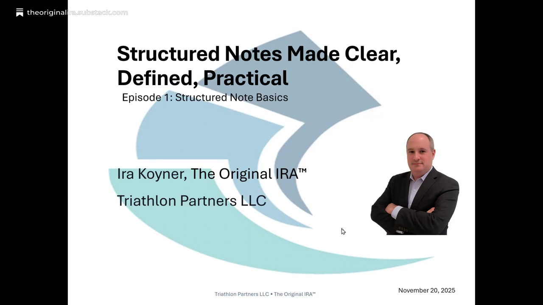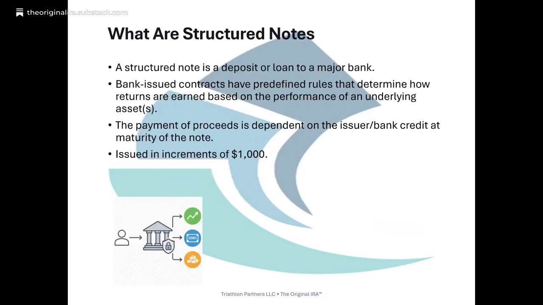Structured notes basics. What is a structured note? Well, it is a deposit or a loan made to a major bank. The bank issues a contract with predefined rules that determine how returns are earned based on the performance of an underlying asset, and also on the bank's credit at maturity. The notes are issued in increments of $1,000. So these are not products solely for the uber wealthy.